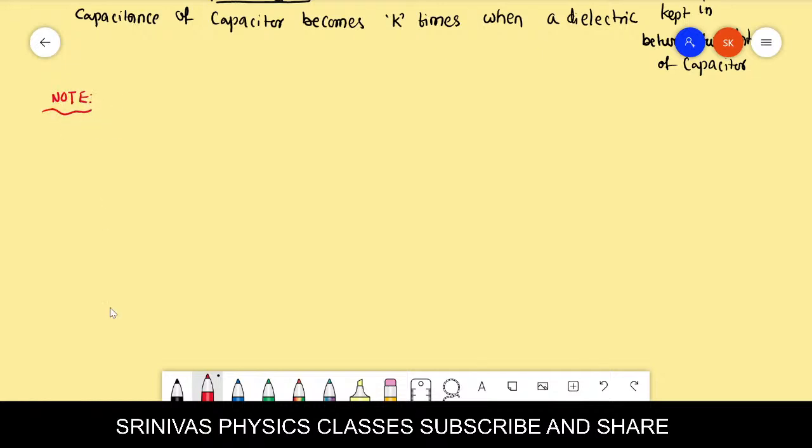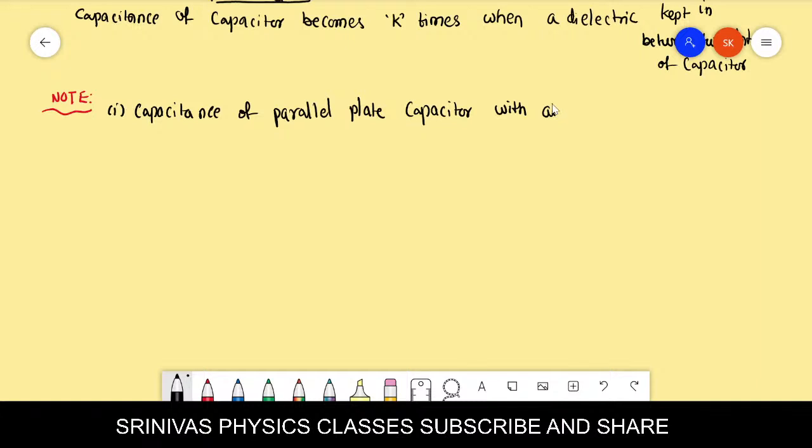Let us see. The first formula that we derived is the capacitance of a parallel plate capacitor with air in between the plates of the capacitor. That formula is C is equal to epsilon naught A by D. This is the capacitance of a parallel plate capacitor with air.